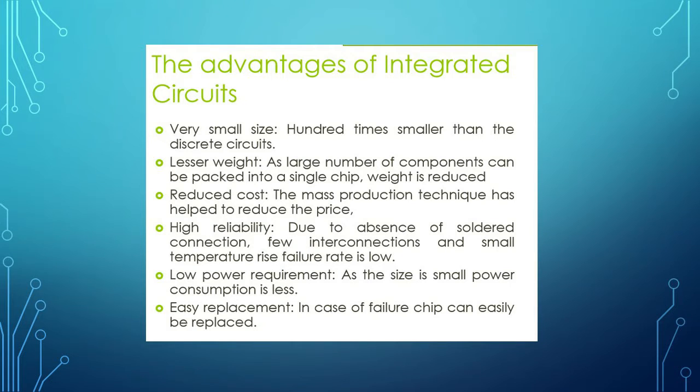And finally, I will explain about the advantage of using IC circuit over discrete components. The advantage of integrated circuit: it's very small in size. A larger number of components can be packaged into a single chip and weight reduces, with lower cost. The mass production technique has helped to reduce the price. High reliability due to absence of soldered connection, few interconnections, and small temperature rise. Failure rate is low. Low power requirement. As the size is smaller, power consumption is less. Easy replacement.